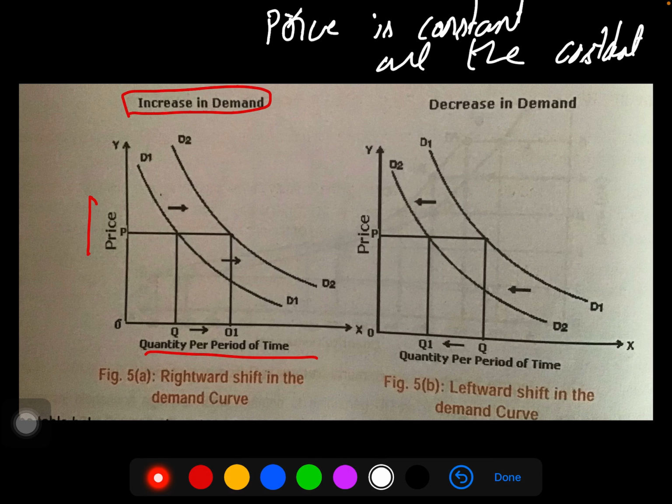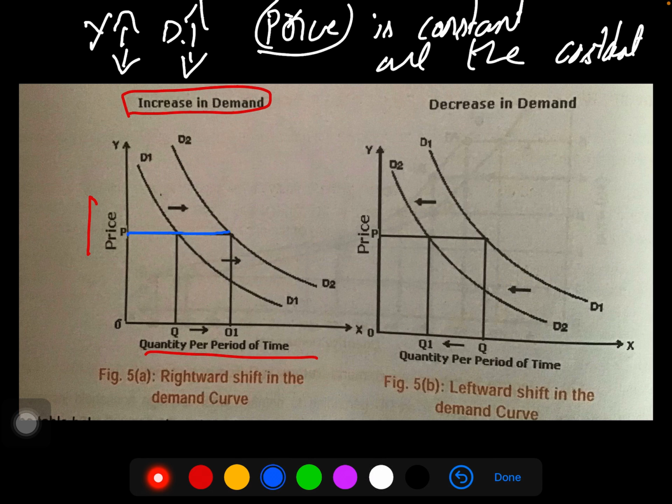So that is income. Income is increasing. Y is nothing but income, and on the other side we'll take demand. We'll consider the income of the consumer and the demand. When income increases, demand also increases. When income decreases, demand also decreases. Price we'll keep constant. So price is constant. So you can see here the curve, a straight horizontal line. It is not changing in both the diagrams.